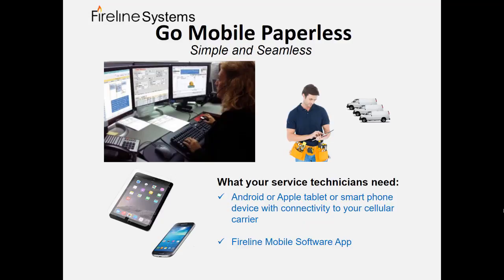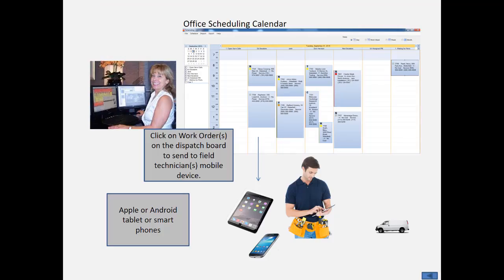Getting started with the Fireline System mobile software app is easy. What you'll need is either an Android or an Apple tablet or a smartphone that's connected directly to your cellular carrier. Once that's completed, you'll also need to have the Fireline mobile software app license loaded to that device. After your mobile apps are loaded on your devices in the field for your service technicians, you're ready to begin.